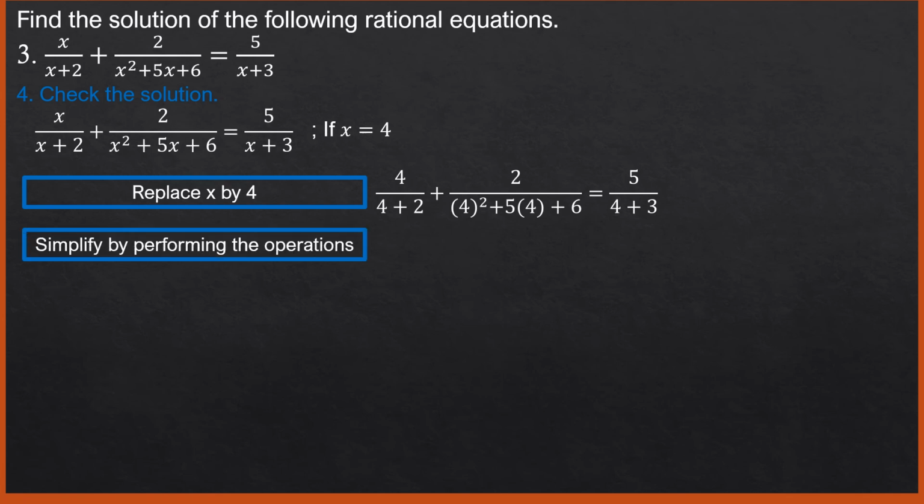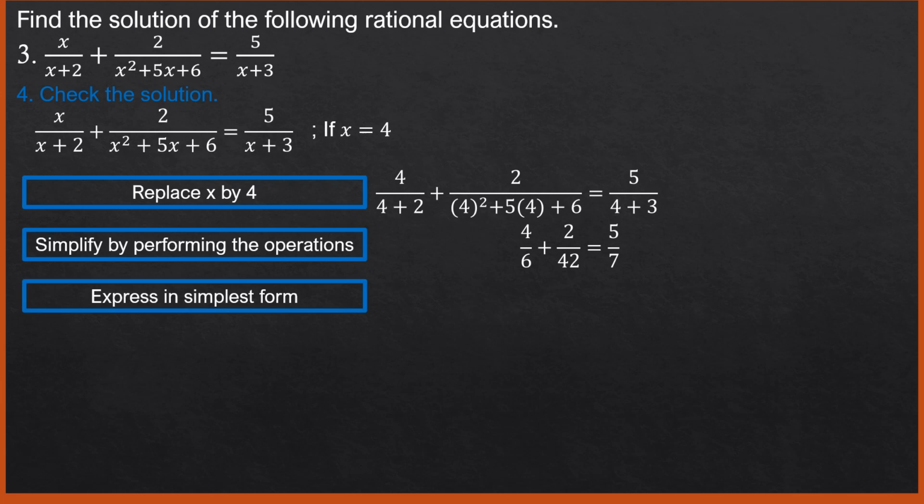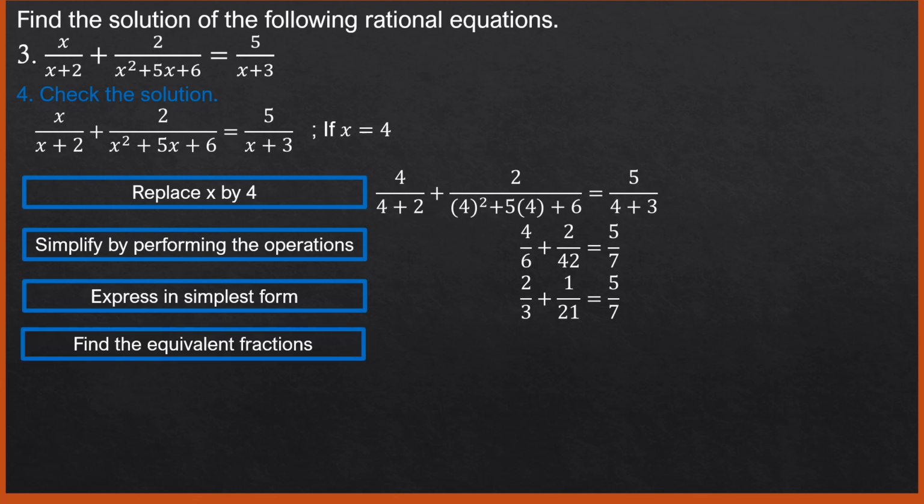Then we simplify by performing the operations. So we have 4 over 6 plus 2 over 42 is equal to 5 over 7. Then we express them in simplest form. So we have 2/3 plus 1 over 21 is equal to 5/7. Then we find the equivalent fractions, or by getting the LCD, we have 14 over 21 plus 1 over 21 is equal to 5/7.